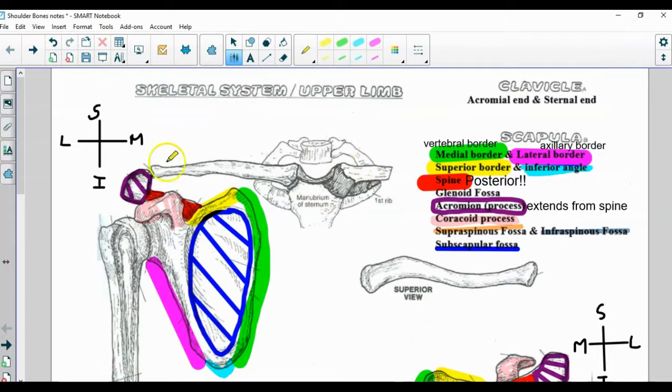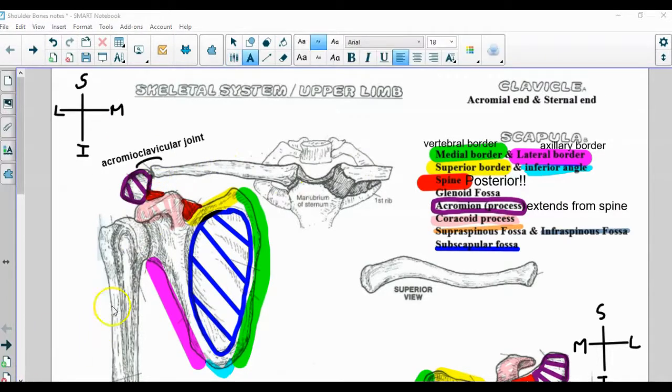We have a couple of joints that we need to mention. Here's the acromion, here's the clavicle, and here is the Acromioclavicular joint. Okay, I went ahead and added that word for you. I'm talking about this connection between these two bony portions. The acromion of the scapula, acromio is referenced there, and the clavicle. So that makes the Acromioclavicular joint there.